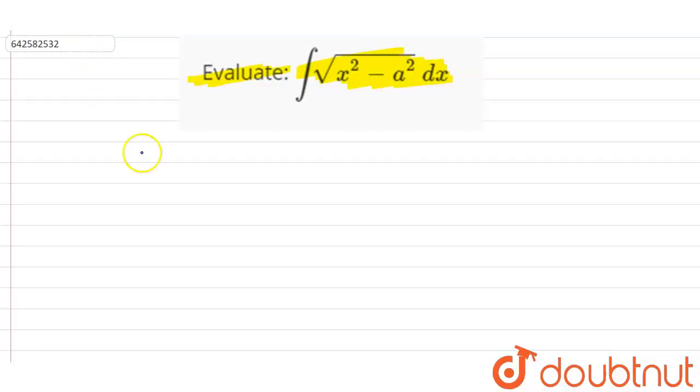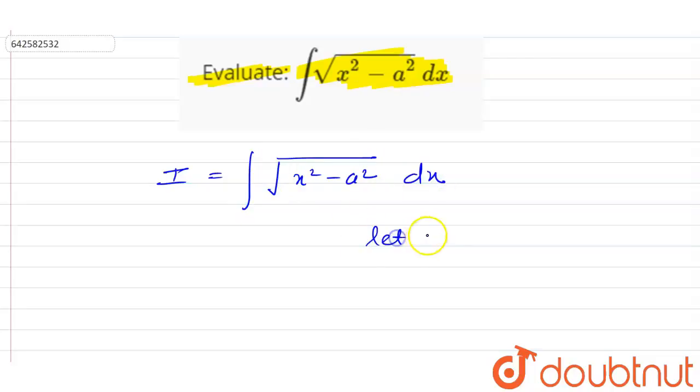So the question is evaluate integral of under root x square minus a square dx. Okay. So the given integration is, let's say this is equals to I. So I is equals to integral of under root x square minus a square dx. Let x is equals to a sec theta.